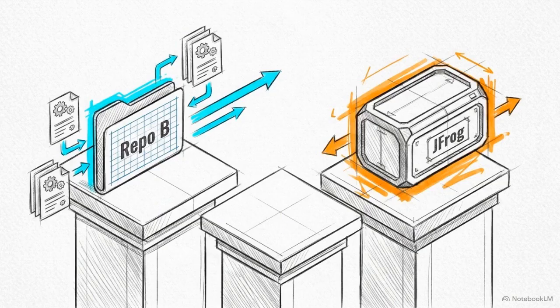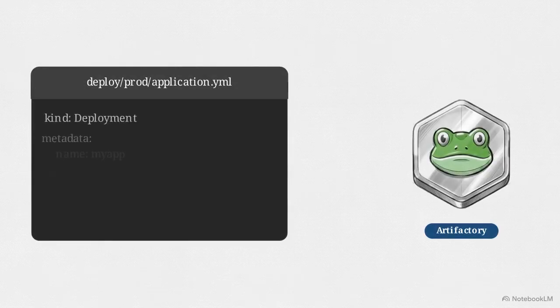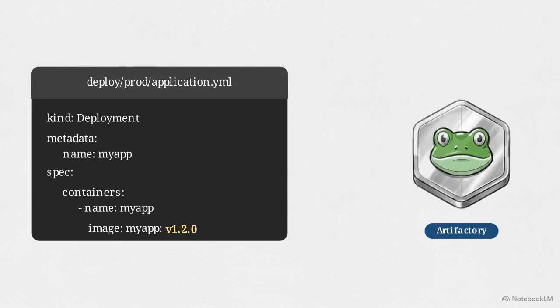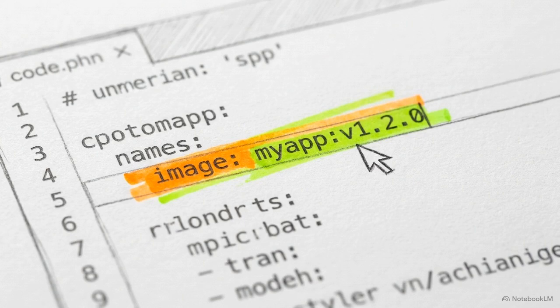Without release branches in Repo B, we need a reliable way to link our deployment configurations to the correct images in the registry. In a GitOps workflow, the configuration must explicitly declare the exact version of the binary it requires. This image tag is the hard link between our state repository and the artifact stored in JFrog. This explicit link is what makes production rollbacks predictable.